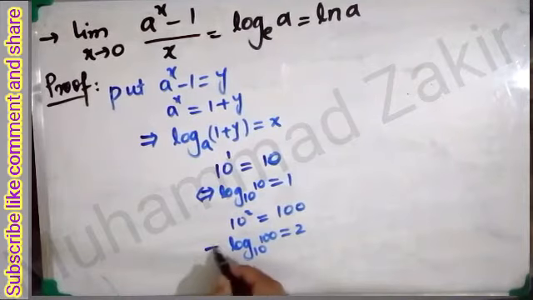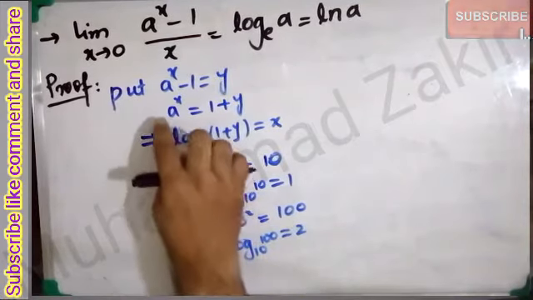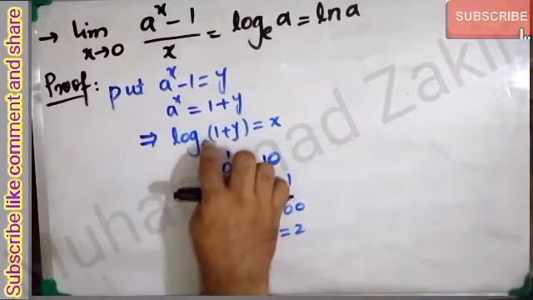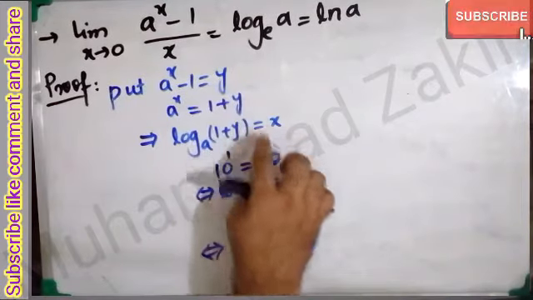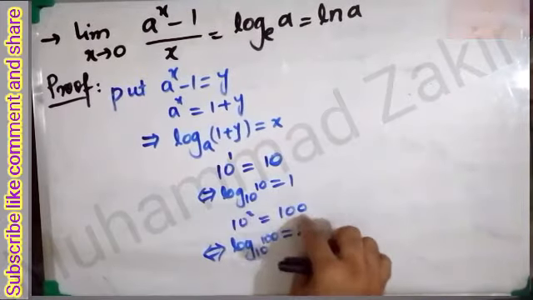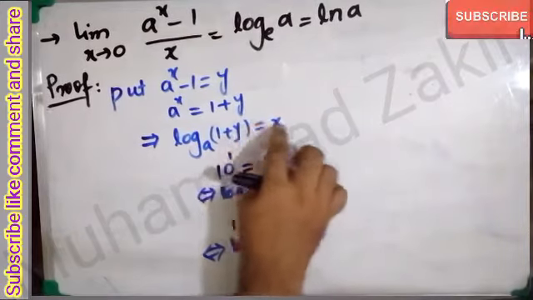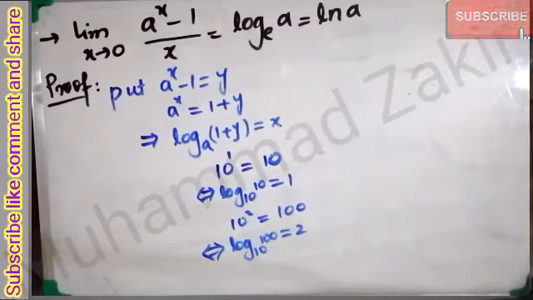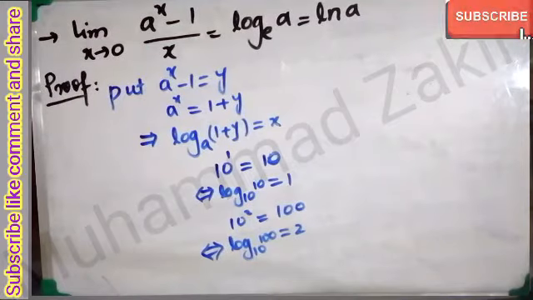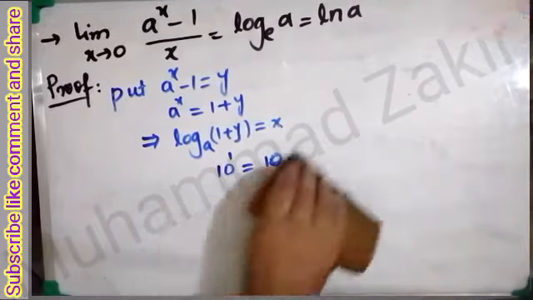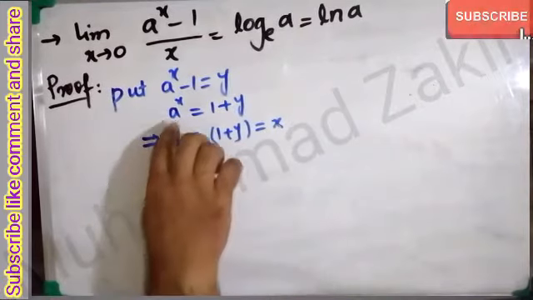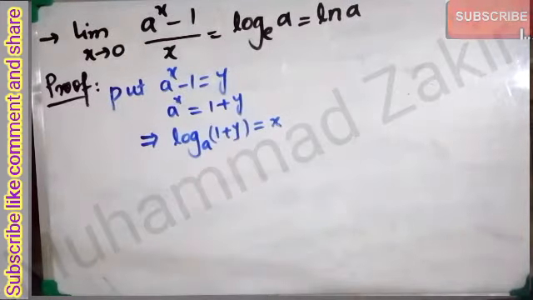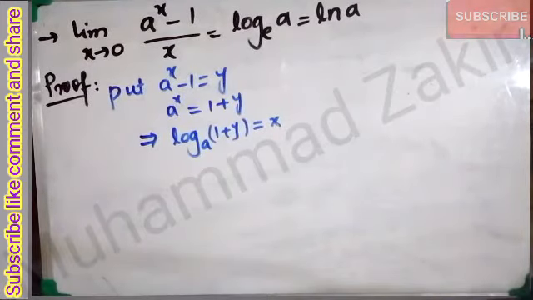This is how we convert these log forms. This is the base that appears with the log, and log applies on 1 plus y, the other side value, and equal to power is x here, power is 2 here. So these are the ways to convert log into exponential form, exponential into log. We converted exponential form into log form here. So after this, we are going to substitute in it.